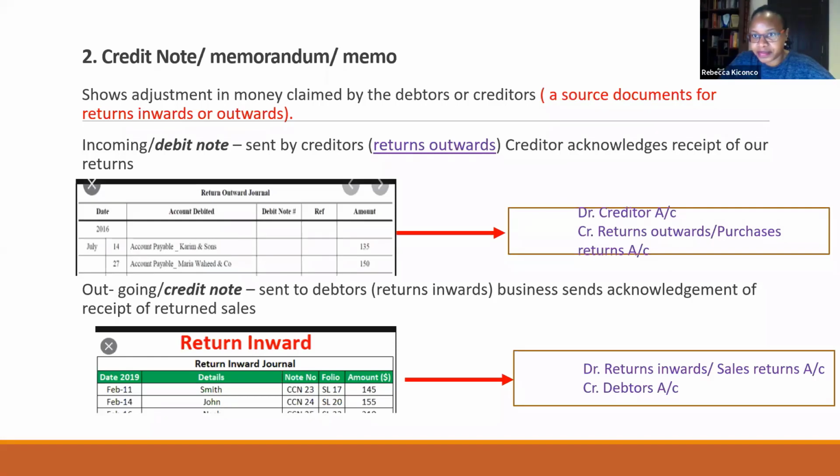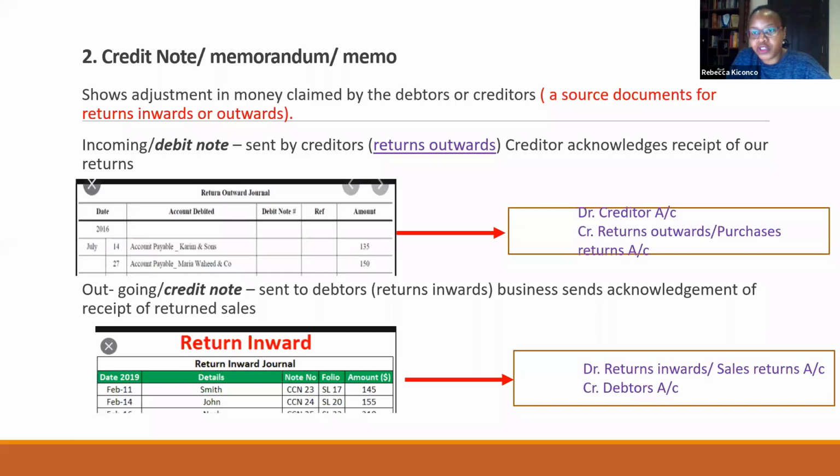I repeat, when you return goods that you have bought, remember when you buy goods, you get purchases or stock or inventory, okay? When you return these goods for one reason or another, your creditor will issue what they call a debit note. In other words, they will tell you that they have debited your account because in your account you will debit a creditor when a creditor reduces. That is why it's called a debit note. You debit the creditor.